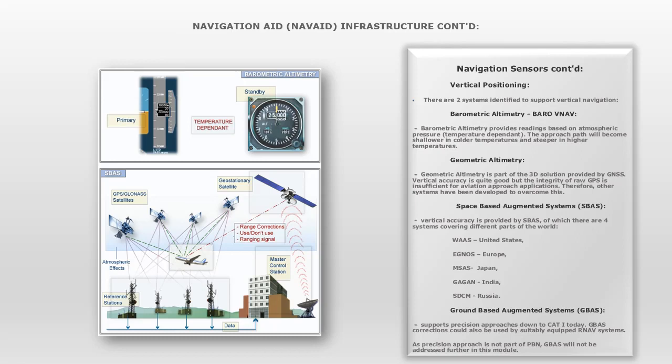Ground-based augmented systems, GBAS, supports precision approaches down to Cat 1 today. GBAS corrections could also be used by suitably equipped RNAV systems. As precision approach is not part of PBN, GBAS will not be addressed further in this module.